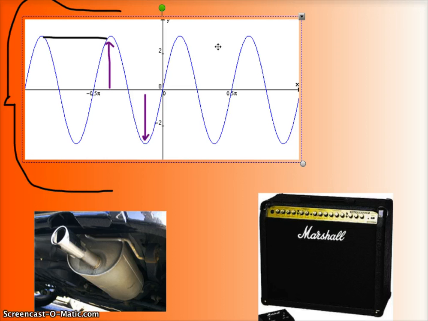Now, one thing that can happen is, in changing the amplitude, you can go up or you can go down. If you have an amplifier here, you're going to increase the amplitude. And every time, I know this amplifier, you'd plug in like a guitar to it and it'd amplify throughout the concert hall or throughout the room. But even if you're just turning up and down the radio, you're changing the amplitude. You're going up and down with this sine curve.